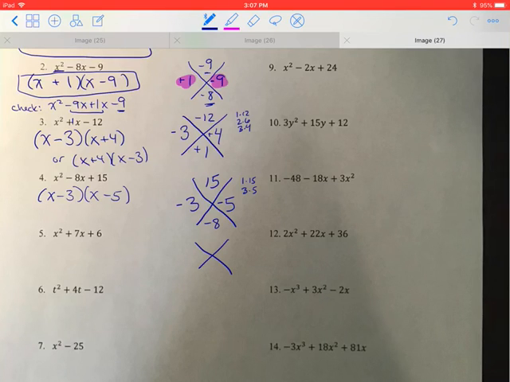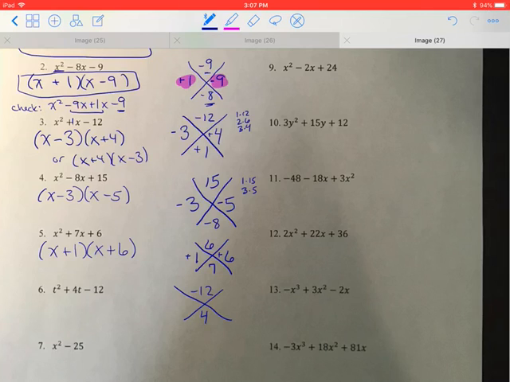All right, so for number 5, we want numbers that multiply to make 6 and add to make 7. Okay, so that's going to have to be 1 and 6. In this case, everything is positive. So this factors into x plus 1 times x plus 6. And again, you can FOIL it just to check and make sure that you do get the same thing back. All right, number 6, we want a product of negative 12 and a sum of 4.